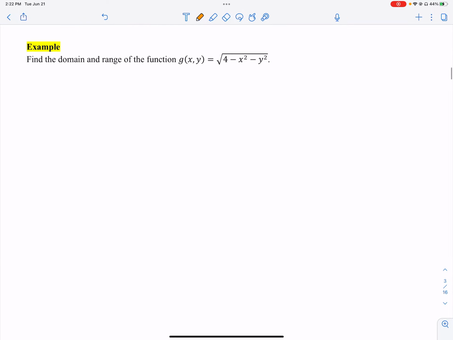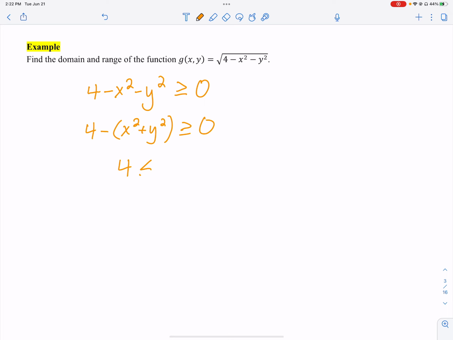This example says find the domain and range of that function. Okay, so I know that integrand there, 4 minus x squared minus y squared, has to be, since I'm taking the square root, bigger than 0. It can also be 0 itself. I'm going to manipulate this. This is x squared plus y squared, just with a negative distributed through. The reason is now I'm going to add that whole parentheses to the other side. So we get 4 minus less than or equal to x squared plus y squared.